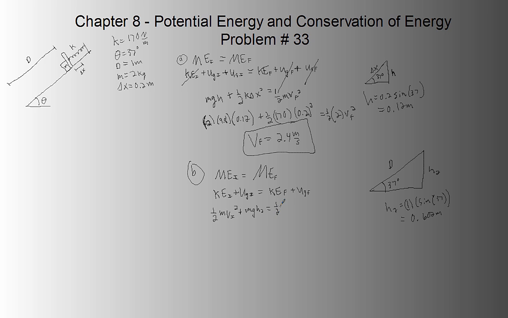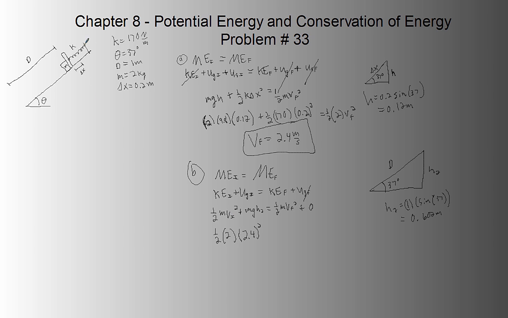And that's 1/2 mv final squared plus 0. We'll say that's 0 because we'll define the lowest gravitational potential energy to be here at 0. Alright, 1/2, 2, and we know that speed because we got it from part A, 2.4 squared. Without that speed, we couldn't do part B this way.